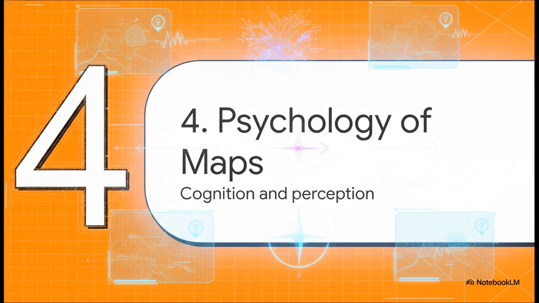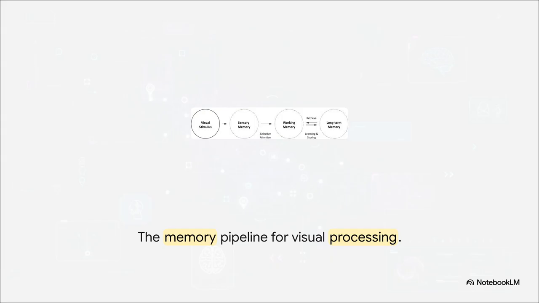Let's zoom way in on cognition and perception. Think of this entire process like a system architecture diagram, but for your mind. When you look at a map, a visual stimulus hits your eyes and travels through a very specific memory pipeline. It hits your sensory memory first, then it moves into your working memory through selective attention, and finally, it's continuously interacting with your long-term memory, retrieving old knowledge and storing away new facts.